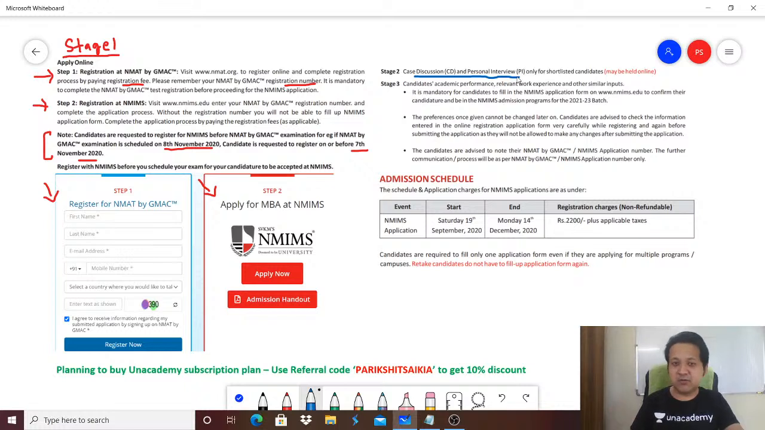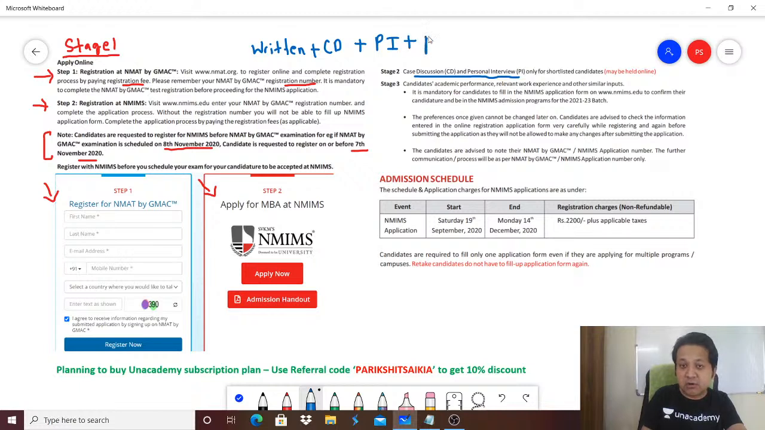And a personal interview. So basically your final selection is based on 4 parameters. Parameter 1, your written score in the NMAT. Parameter 2, the case discussion. Parameter 3, your personal interview. And parameter 4 is your resume. Now, when I say resume, it means weightages being given to, let's say, extracurricular activities in your resume, your academic scores till this point of time, and so on. So basically, 4 parameters decide your final selection into NMIMS University.